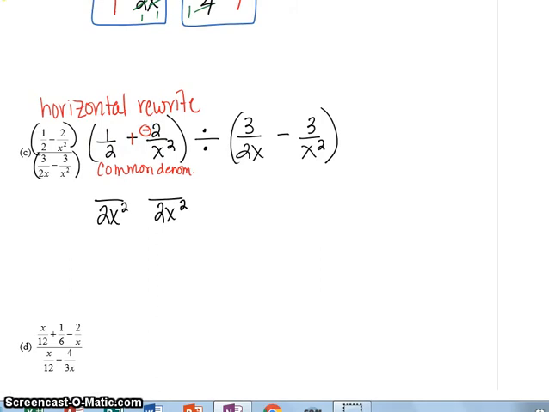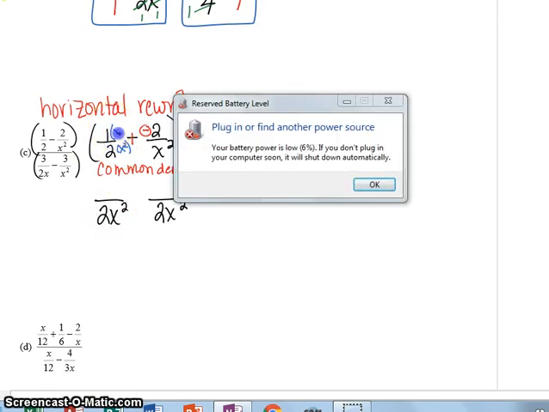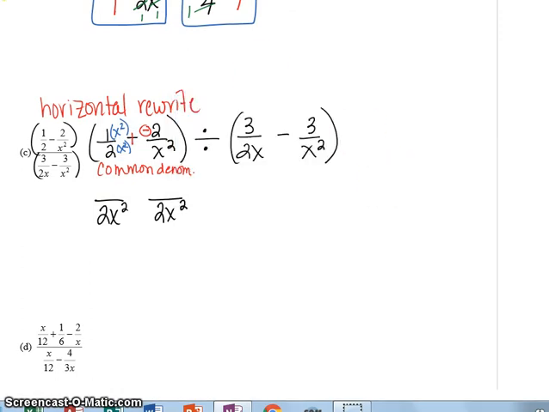Now you're going to say, how does a 2 change to a 2x squared using multiplication? Well, I multiplied it by an x squared, because 2 times x squared would be 2x squared. So whatever I do to the denominator, I have to do to the numerator. So 1 times x squared is just an x squared. Carry the plus in the middle.